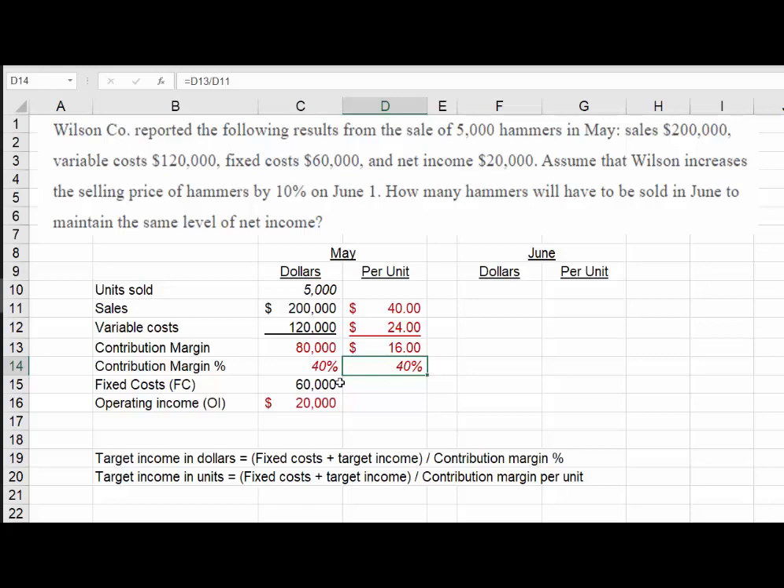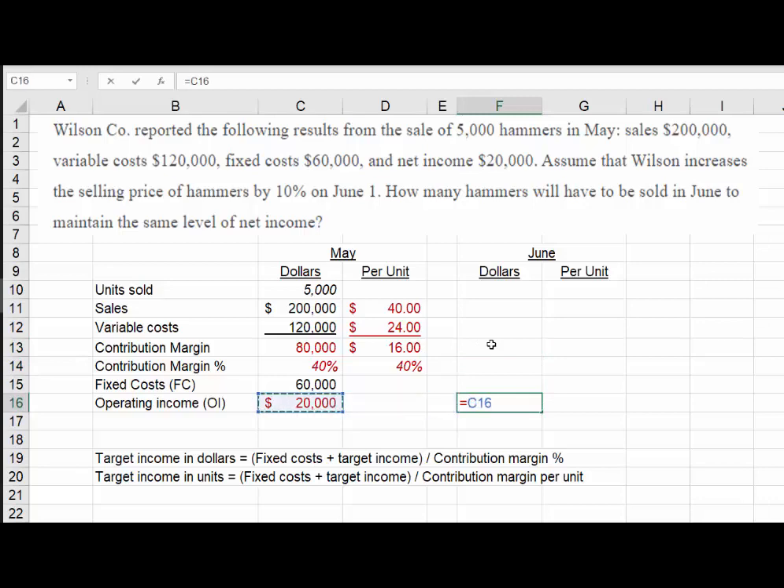All right, so then what does it say? It says, assume Wilson will increase the selling price of hammers by 10% on June 1st. How many hammers will have to be sold in June to maintain the same level of income? Now we could just solve this directly by going to the formula, but what I'm going to do is fill in the numbers that we know based on what they're asking for.